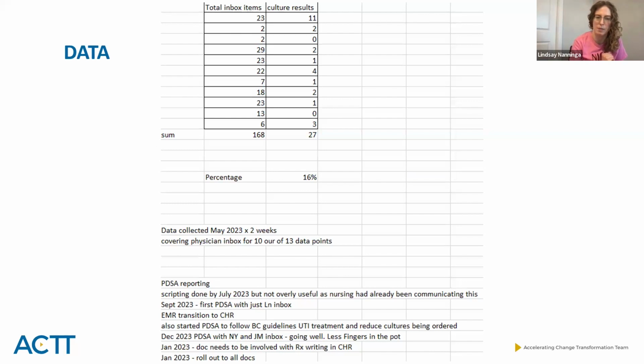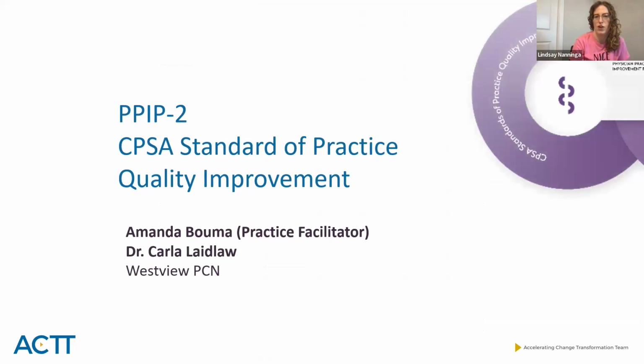And so by this year, we've managed to roll that out to all the different docs. And so I still have to follow up and make sure that there's no other kinks that we need to work through, but need to collect my last bit of data in order to kind of prove a difference with this. I think on the next slide, we're going to hand it over to the team at Westview PCN to go over their examples from PPIP 2.